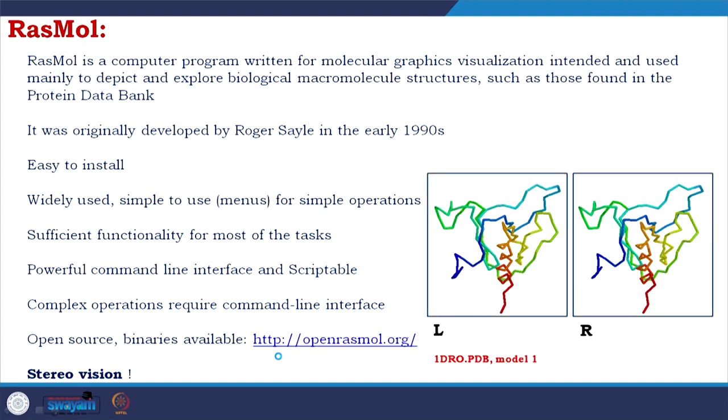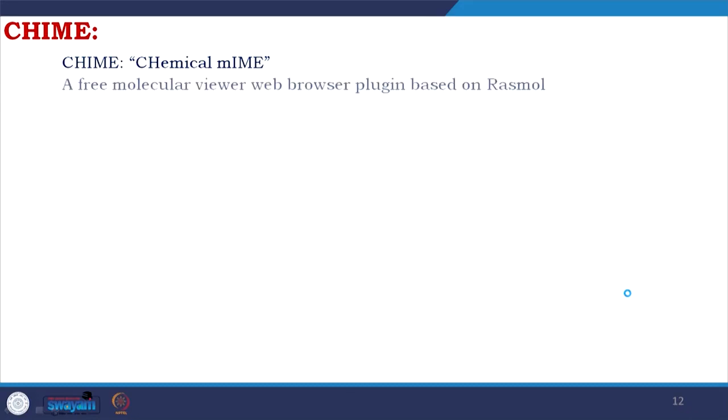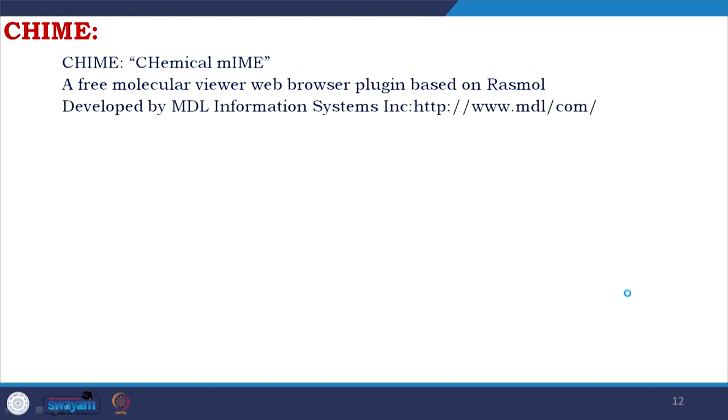This is the presentation you see of the PDB entry 1DRO, and the presentation has L and R, so a stereoscopic presentation. Another software is Chime. Chime is named as Chemical MIME. It is a free molecular visualization web browser plugin. It was based on RasMol. It was developed by MDL Information Systems. The link is provided here.